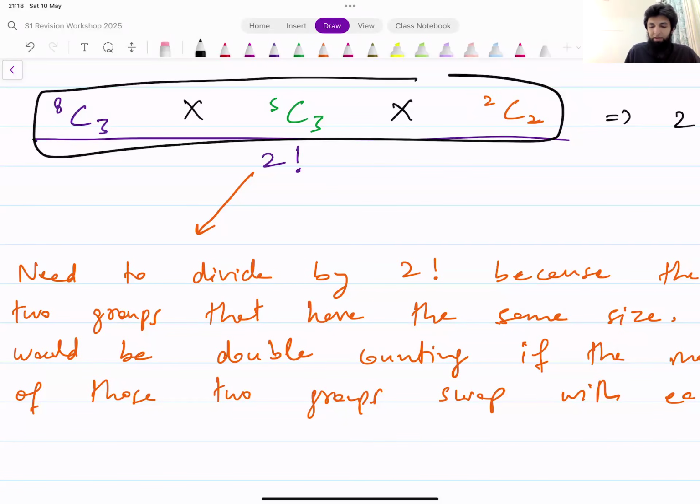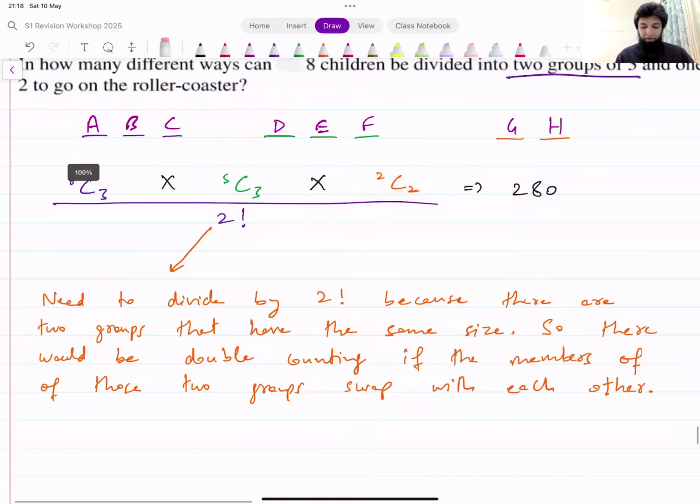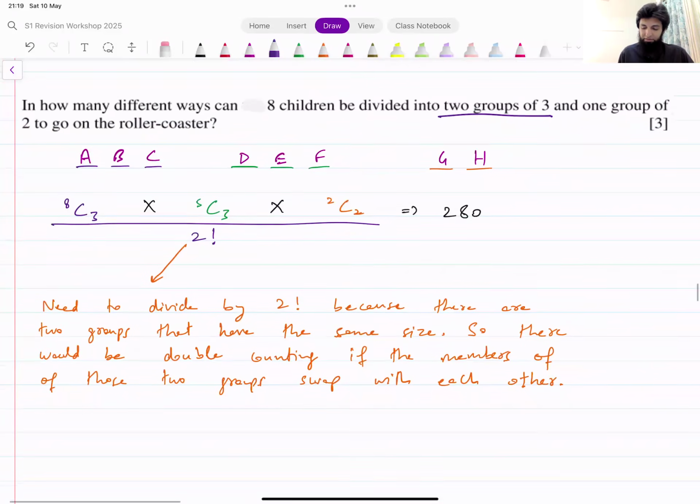Now, generally, that's what we would do in this case. Just multiply these. However, there's a complication here. And that complication is, there are 2 groups that have the same size. They're both 3-member groups. What does that mean?